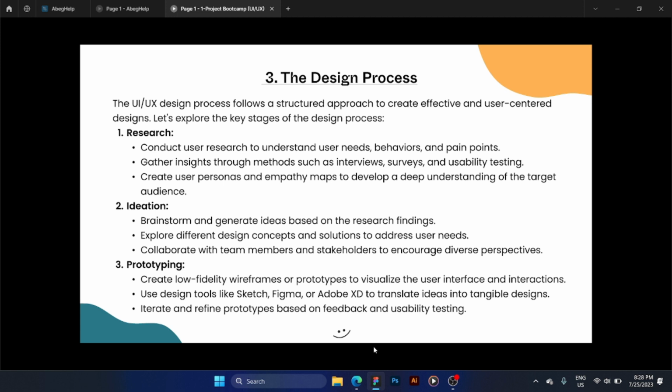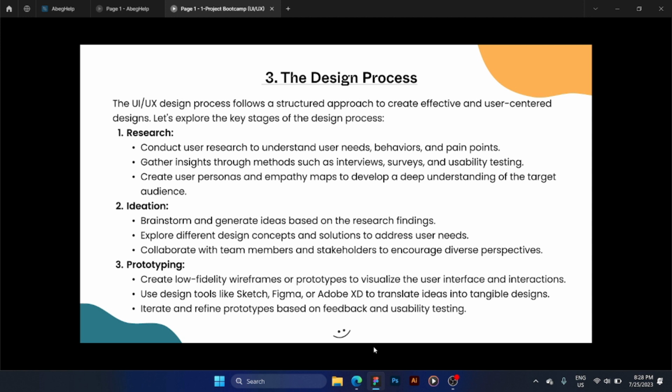Another thing is to collaborate with team members and stakeholders to encourage diverse perspectives. That's why it's always very awesome. You sit with the board of people in your company, and then you guys are able to come up with ideas. So as a designer, you must be open to suggestions. Because one of the key things I found out as a designer is that the way you think is how you design. So you must be willing and have a teachable heart for you to be able to grow. Because if you don't have a teachable heart, you cannot grow in the design world, because the design world is actually increasing and getting wider and wider.